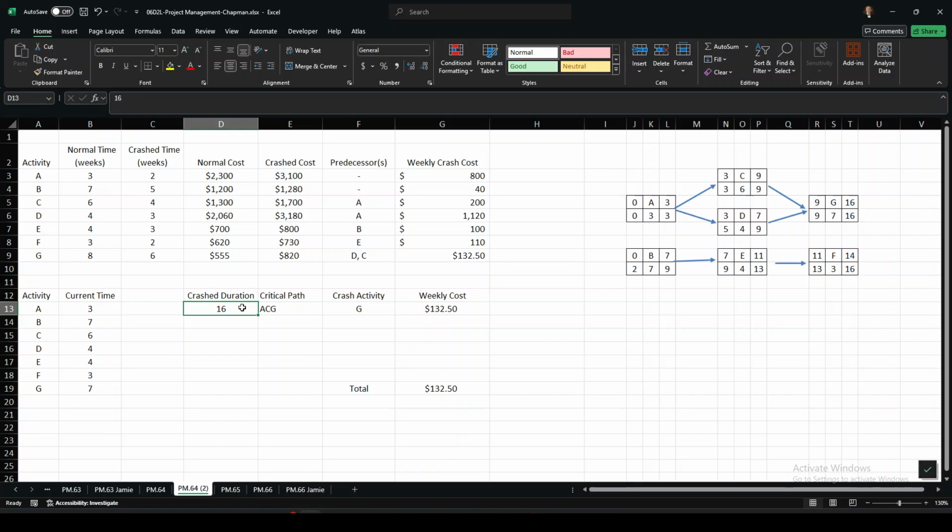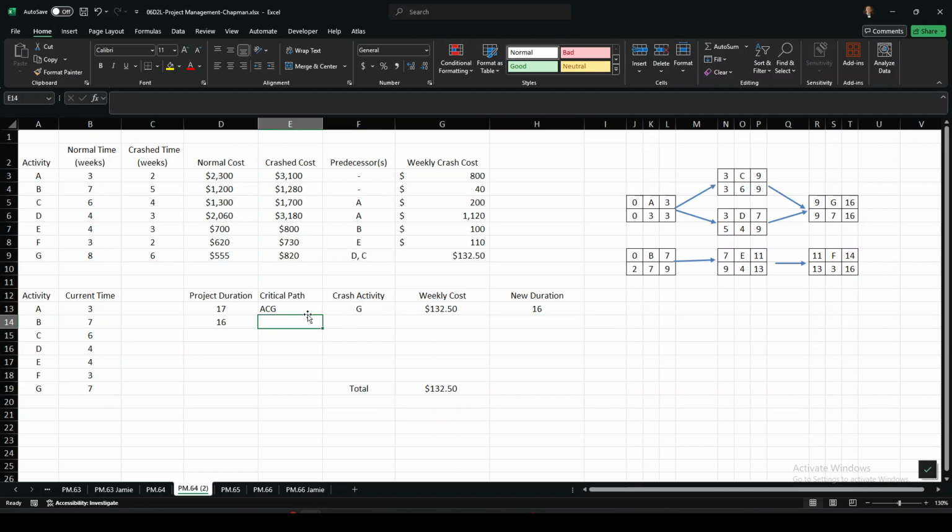In fact, let's do this. Let's say we started at 17, and the crash duration is like the new duration after we crash. That is 16 weeks. So this is how we went from 17 to 16. Now we need to go from 16 to 15.